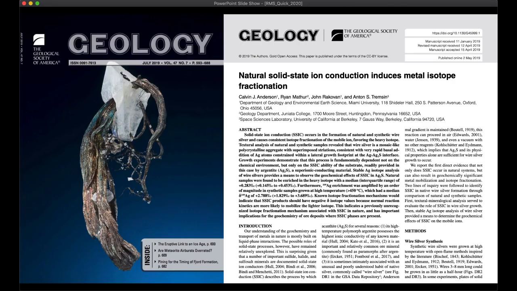We published this model in the journal Geology last year, and it was even featured in the cover photo for the July issue. But now, what do we know about the growth of wire gold?